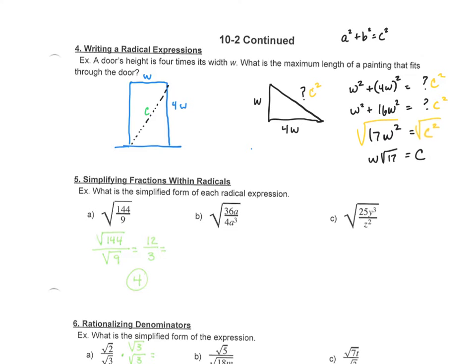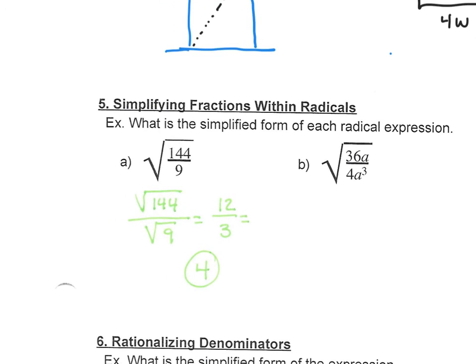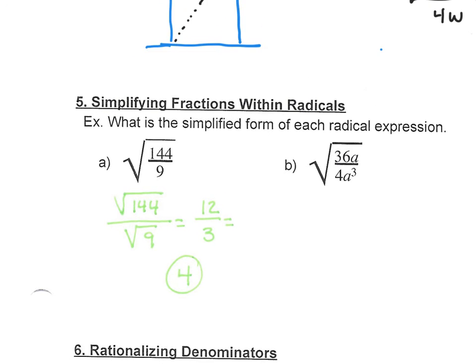Okay, so moving on, simplifying fractions now. We were using the multiplication property, and now we're going to use the division property. When simplifying a radical, we have the square root of 144 over 9, and that is the same thing as the square root of 144 over the square root of 9. And then the square root of 144 is 12 over 3, which is going to equal 4.